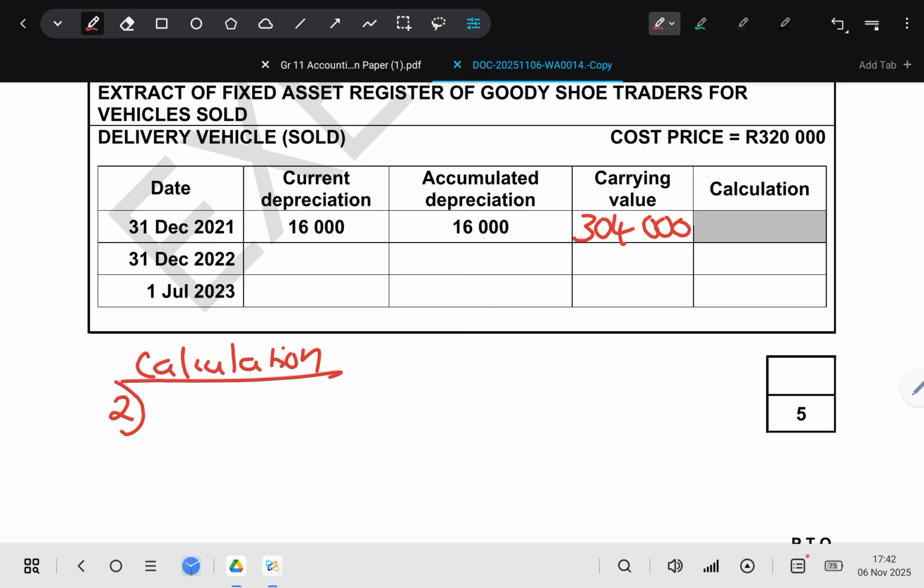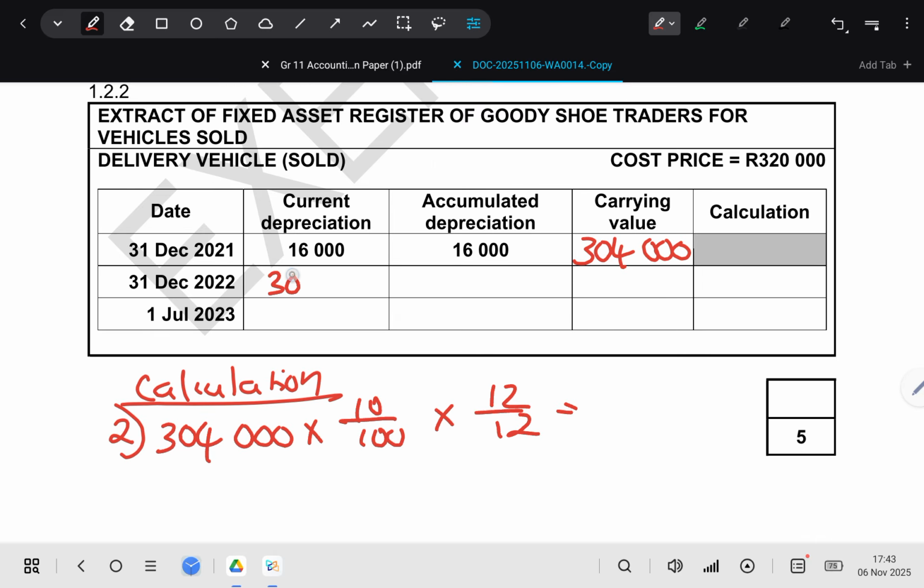Remember, we're calculating on the carrying value. So we will say 304,000 multiply by 10 over 100 multiply by 12 over 12. It will give us the depreciation for the current year. So it means we're going to say 304,000 multiply by 10 divide by 100, and then multiply by 12 divide by 12, which will give us a depreciation of 30,400. Now if we say 30,400 plus 16,000, it will give us accumulated depreciation of 46,400.